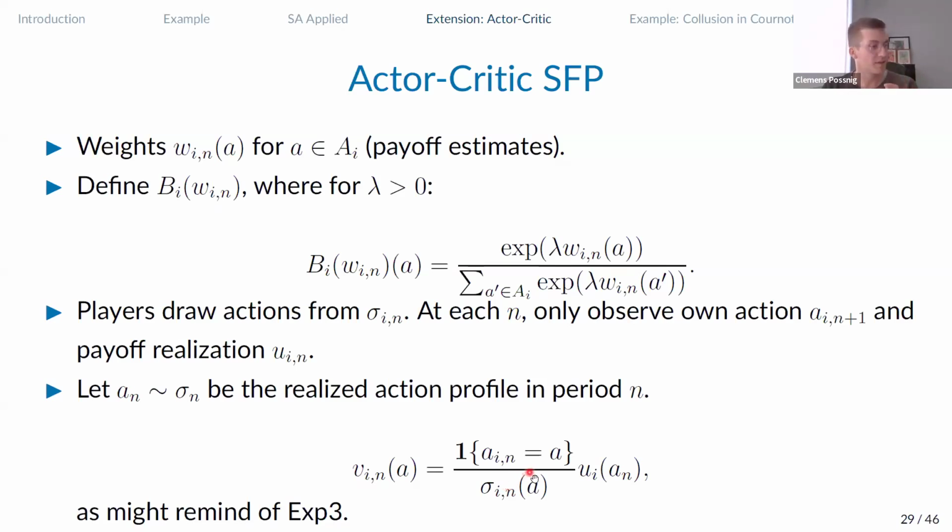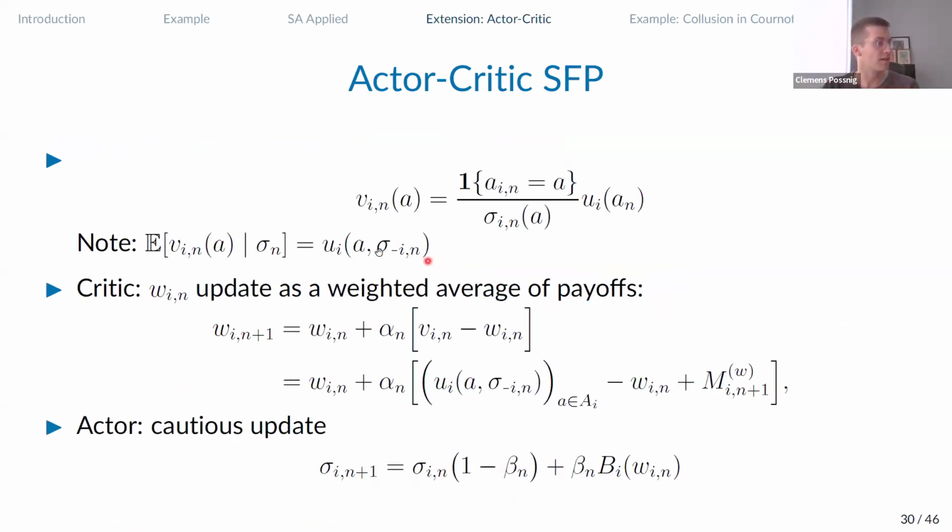Why do we do this? Because this construction actually gives us an unbiased estimator for the expected payoff to action a, conditional on our current strategy profile. So when you take expectations here conditional on the strategy profile, this guy drops out and you get something that tells you the expected payoff exactly to action a, conditional on your opponents. And this is exactly what the stochastic fictitious player wants to have. So if we can figure this out, we will get back to stochastic fictitious play.